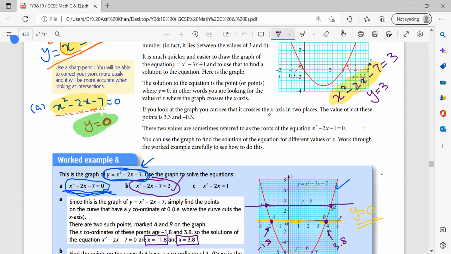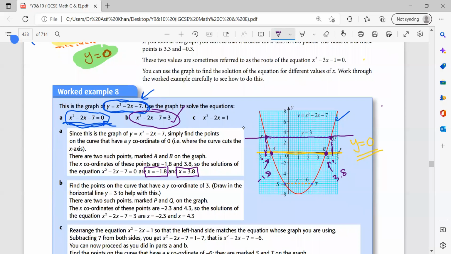You can drop down from here and check what the value is. As I am writing on the screen, it is difficult for me to identify these points. But when you have the physical book, you can easily check by placing the scale over there. So you will find exactly what point is this and what point is this. These two will be the answer. If you check with the book, it tells that x is equal to minus 2.3 and x is equal to 4.3 are the answers.